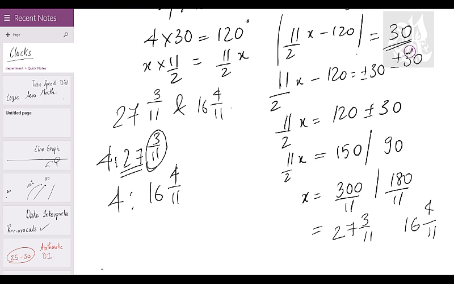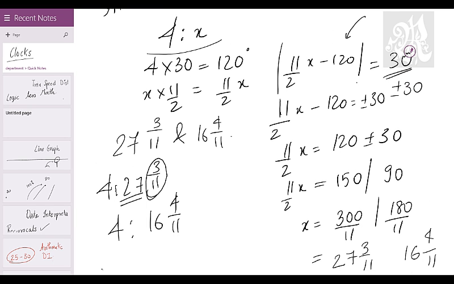Are we clear? So I'll repeat this for you. First we assume that some time is x, since we don't know the time. The initial time is 4, so 4:30 is 120, the initial angle. 11 by 2x is the final angle. 11 by 2x minus 120, we do a mod because we don't know which is higher and which is smaller.